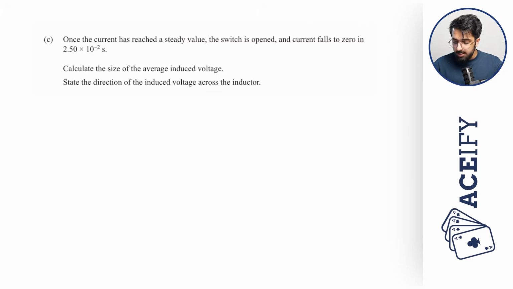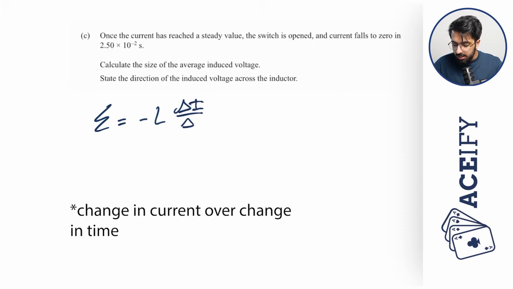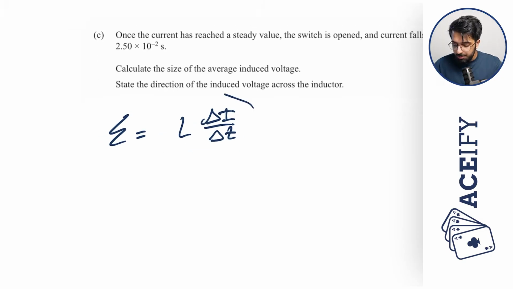Once the current has reached a steady value, the switch is opened and the current falls to 0 in 2.5 times 10 to the negative 2 seconds. Calculate the size of the average induced voltage, and state the direction of the induced voltage across the inductor. Alright, so we know that the EMF is equal to negative L change in current all over change in time. Now in this case it wants us to calculate the size, and so it does not want us to calculate the direction, and so we can remove this negative. Because remember that negative indicates Lenz's law, and it tells us that the voltage is in the opposite direction to the change that caused it. Okay, and so now we can just simply plug in our numbers.